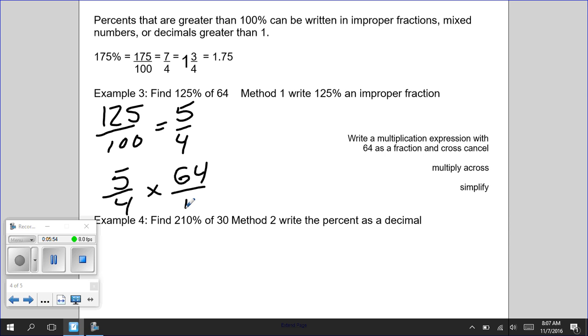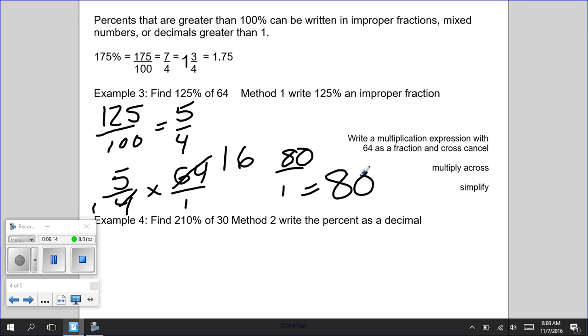4 and 64 can both be divided by 4. 64 divided by 4 is 16. 4 divided by 4 is 1. From here you would multiply across. 5 times 16 is 80. 1 times 1 is 1. So your answer would be 80.